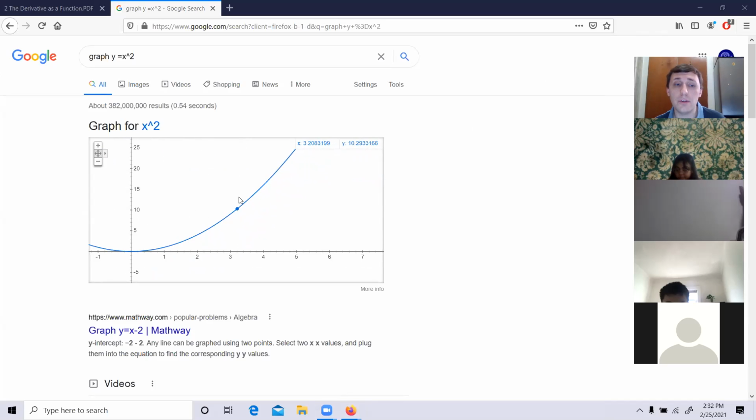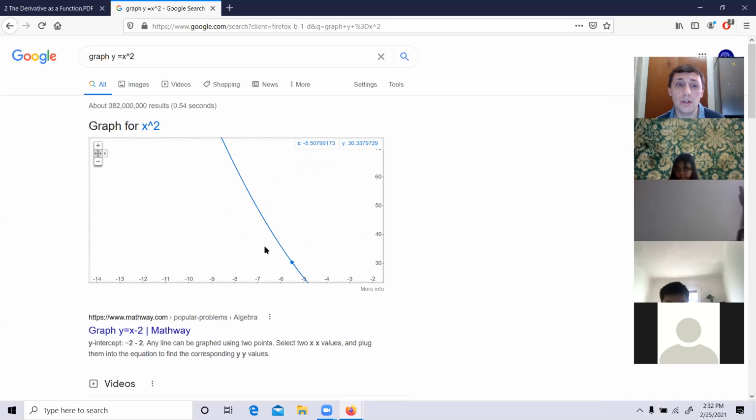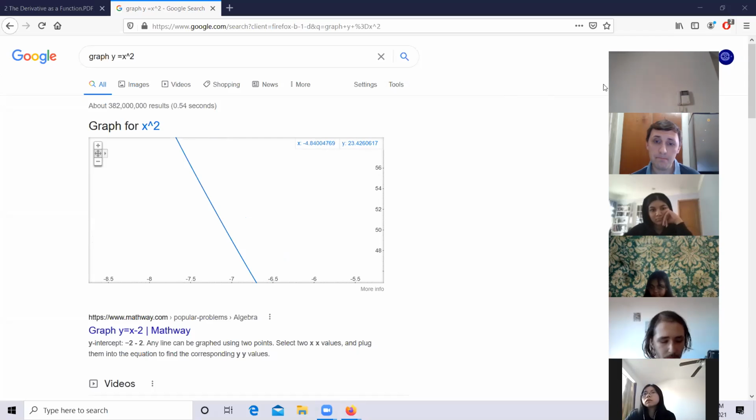Now notice, if you zoom in anywhere else, let's say I zoom in here, it looks like a different line. Do you agree? But no matter where I zoom in, it looks like a straight line. Why is that? Would you have predicted that it would look like a straight line if I did not graph? Without seeing the picture, would you have predicted that? You would not have predicted that.